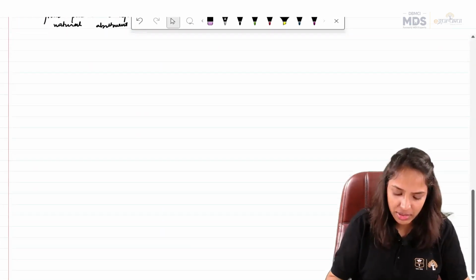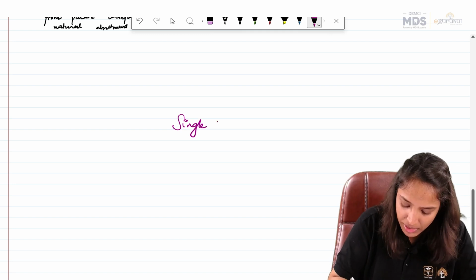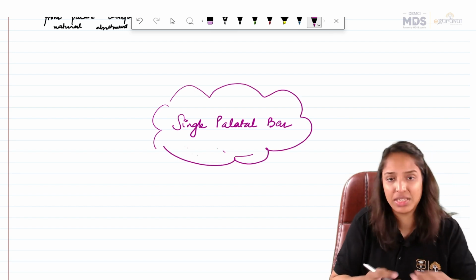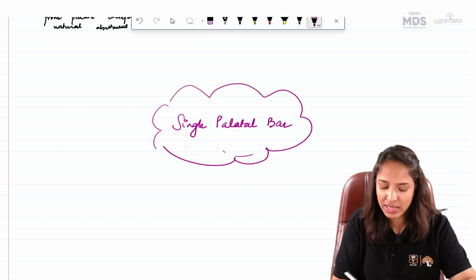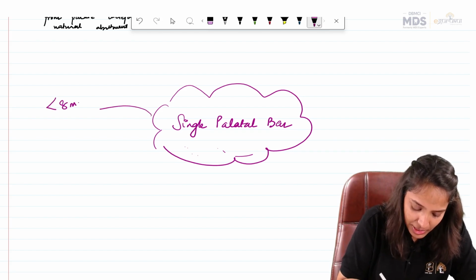So all in all, if we just revise your single palatal bar, what are my key points for MCQs or otherwise that I need to remember? It is less than 8 millimeters in width.